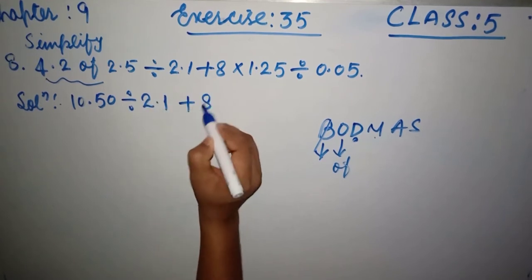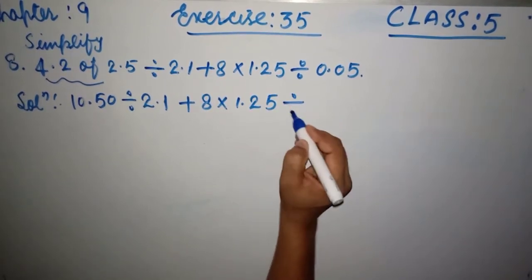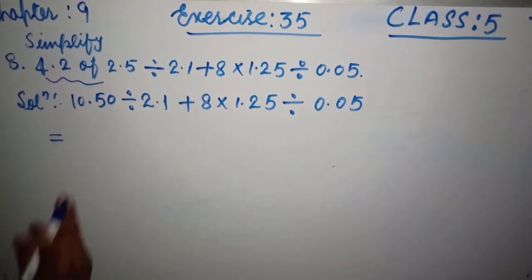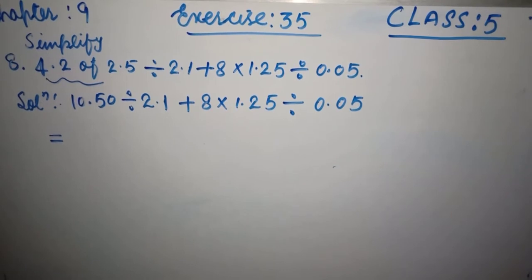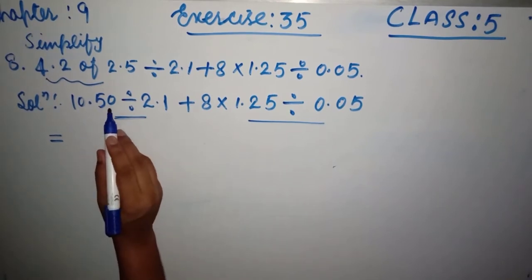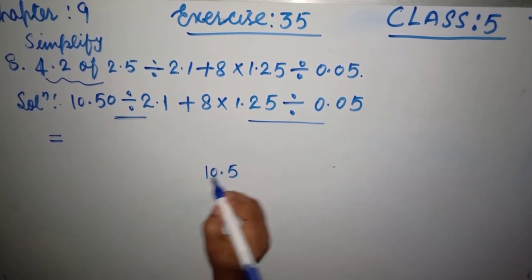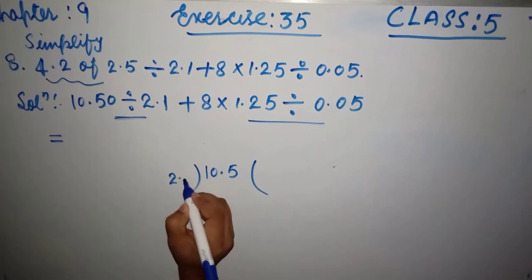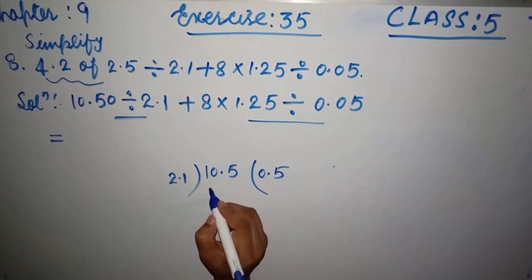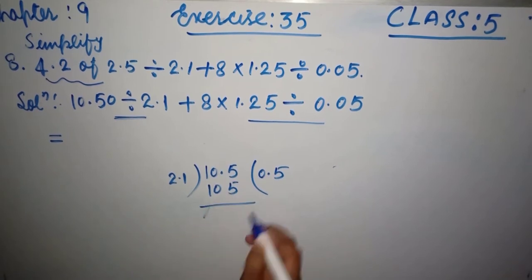2.1 plus 8 multiplied by 1.25, and divided by 0.05. Now see friends, then we will have to solve the division, where there is the division operation, here and here. Now friends, 10.50 is divided by 2.1, so now divide friends.